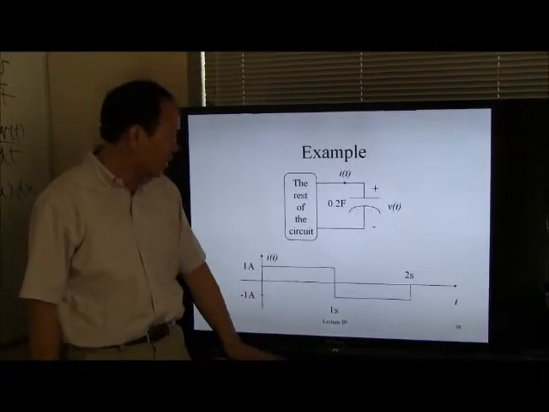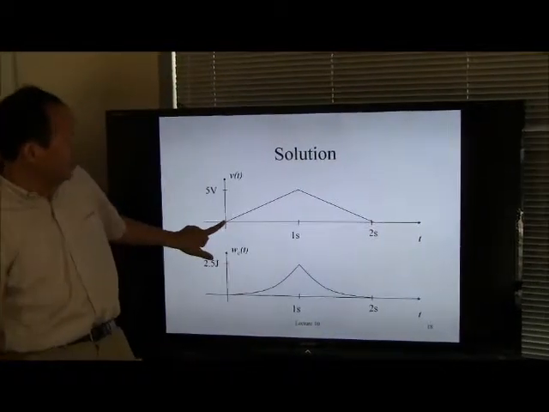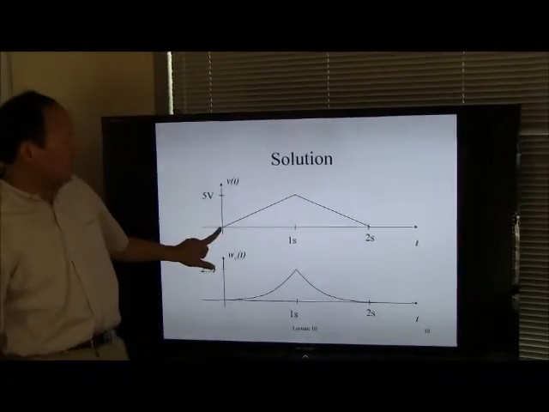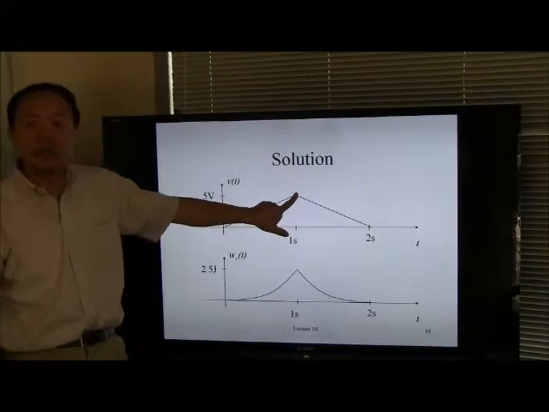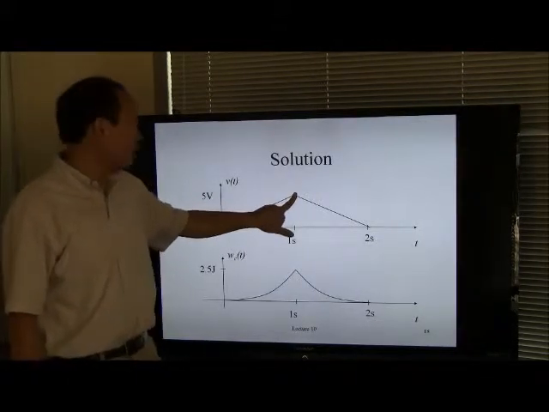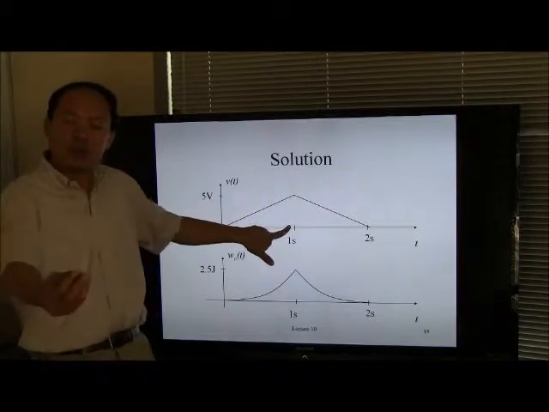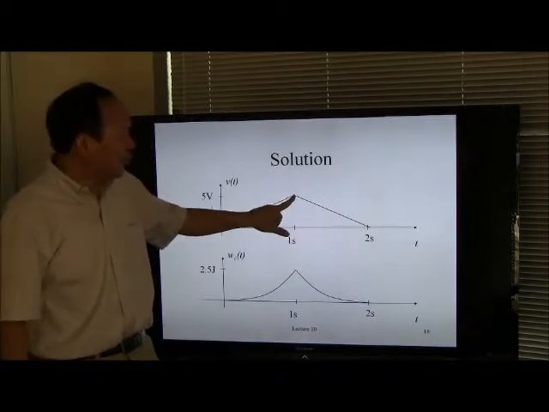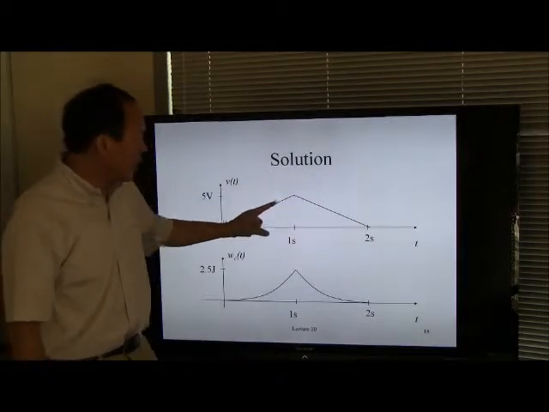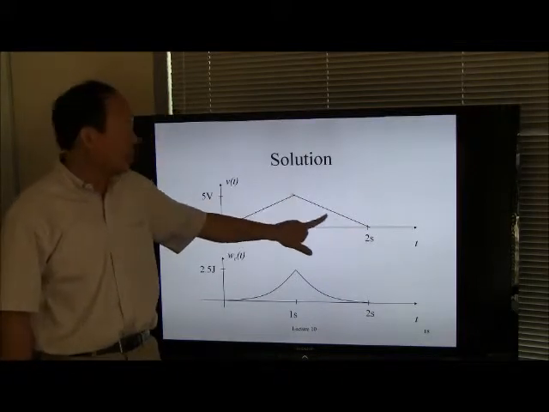So what we're going to see here is the voltage increasing from 0 to 1 second, from 0 volt to 5 volt, which is 1 coulomb divided by 0.2 farad, and therefore equal to 5 volt. After 1 second, the current becomes negative and is pulling charge out of the capacitor. It reverses direction, and therefore from 1 second to 2 seconds, the voltage drops from 5 volt back to 0 volt.